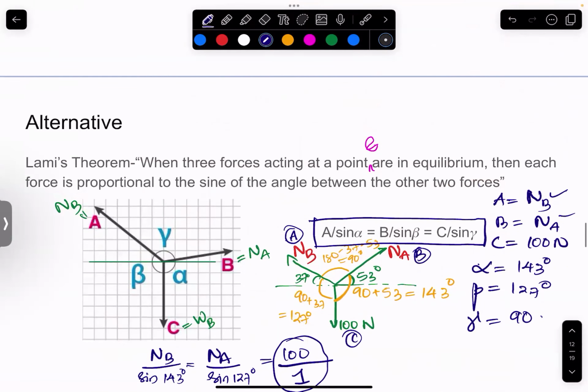So this is an alternative, because Lami's theorem can be applied only when three external forces are acting at a single point, and the object after the application of external forces remains at equilibrium. That is, it won't move in X or Y direction.